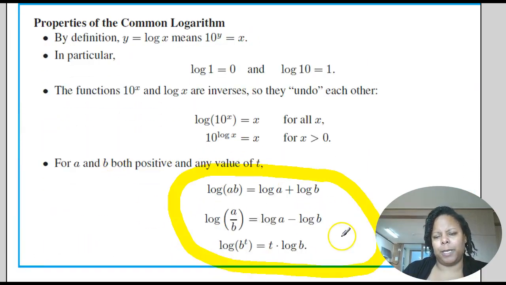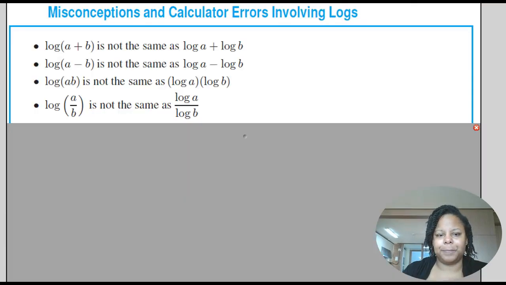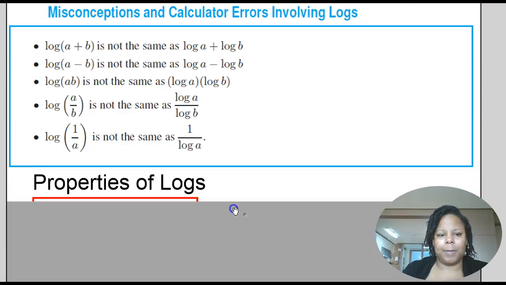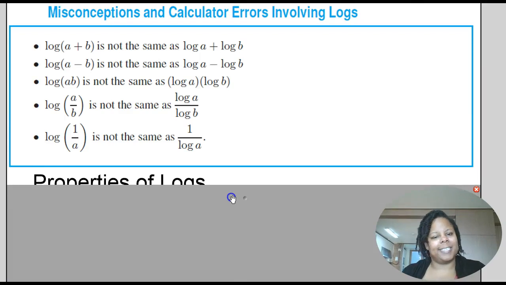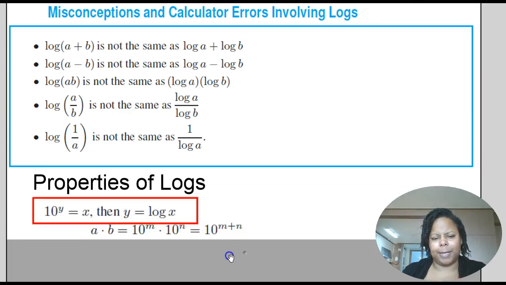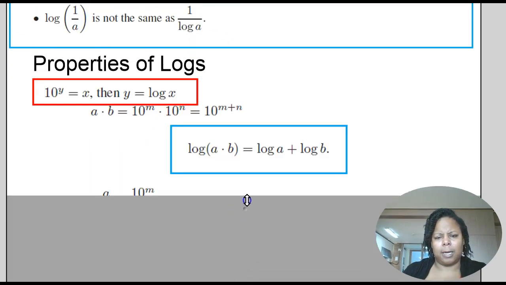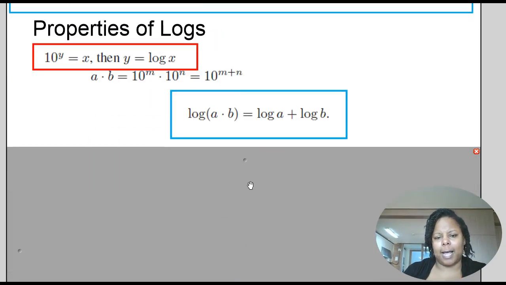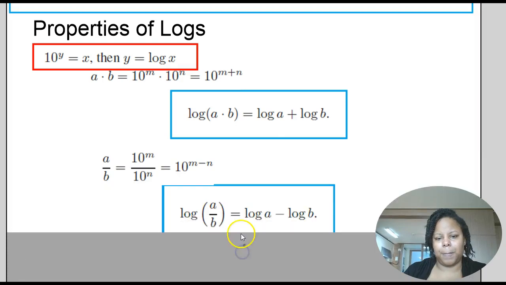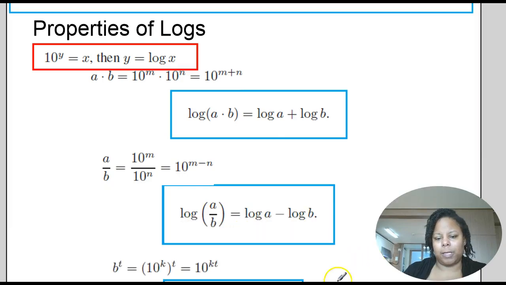These are the only properties that we can hold. They're very similar to the misconceptions, but they're not the same. And then, of course, log of 1 over a is not the same as 1 over log a. So we talked about the properties of logs, and in general, these are the only ones that actually work. All right, so I think that's about it.